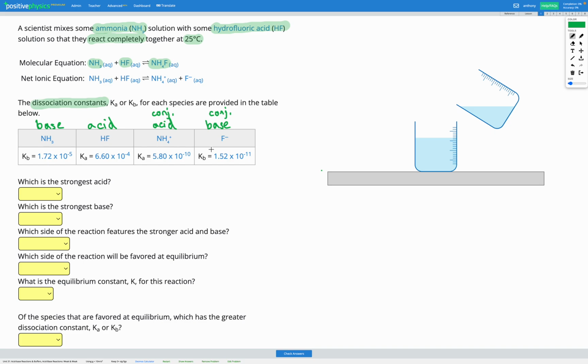Okay, so to figure out what our pH is going to be at equilibrium, we need to think about which is stronger of our acids and bases here. So our first question asks, which is the strongest acid? So we're comparing HF with NH4 plus. HF has a Ka of 6.60 times 10 to the power of negative 4. NH4 plus has a Ka of 5.80 times 10 to the power of negative 10. This number for HF is a lot bigger than this number for NH4 plus. So since it has a bigger Ka, that means HF is a much stronger acid. So which is the strongest acid? It's HF.